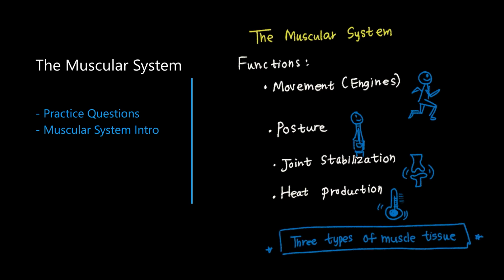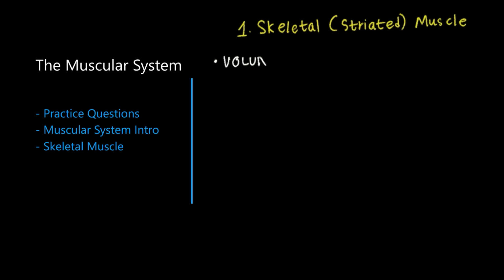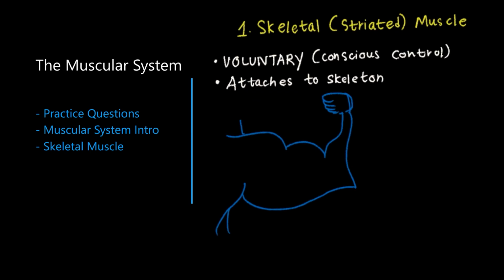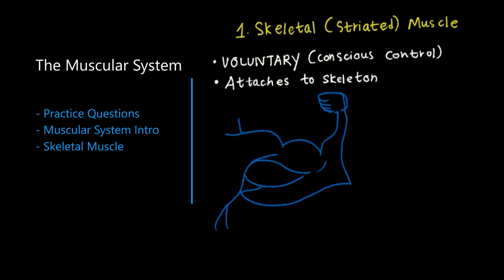For your exam, you need to know the 3 types of muscle tissue inside and out. First and most familiar is striated muscle, which is also called skeletal muscle. This is the muscle under your conscious, voluntary control. When you decide to kick a ball, pick up a book, or smile for a photo, you're using your skeletal muscles. They attach to the skeleton, usually via tendons, and work in pairs.